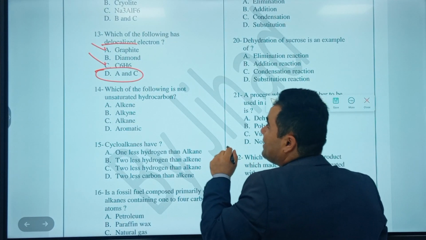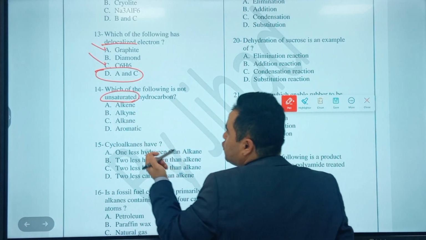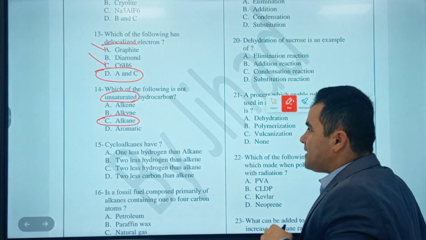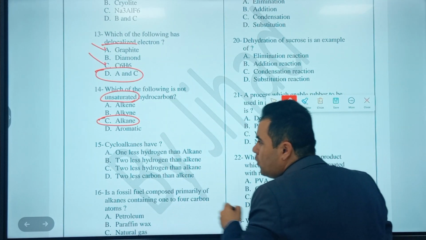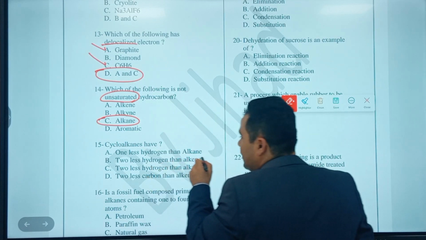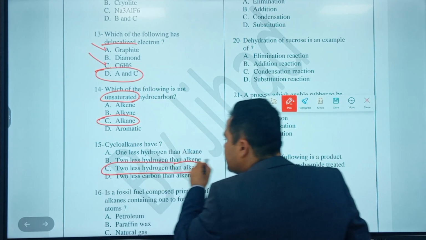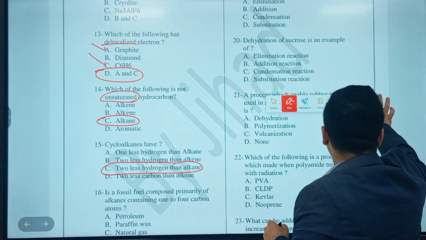Which of the following is not an unsaturated hydrocarbon? That means it's saturated. Alkane, that is saturated. Cycloalkanes have 1 less hydrogen than alkane? No. 2 less hydrogen than alkene? No. 2 less hydrogen than alkane? Yes, they have 2 less hydrogen than the alkane.